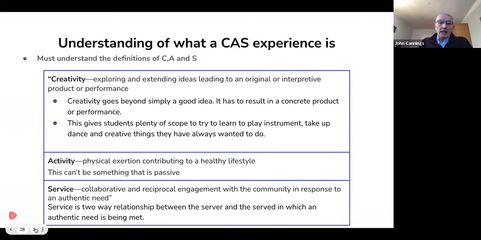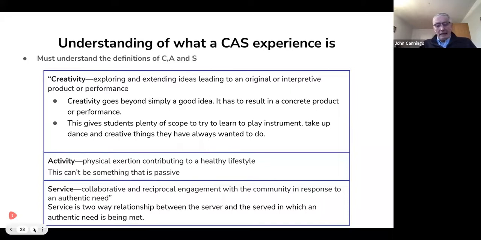One of the other things which I think is really important is that students must not only understand the definitions of creativity, activity, and service, but they must also understand the implications of them. So, for example, creativity goes beyond a simple idea. It has to result in a concrete product or performance. And this really gives students plenty of scope to try to learn a new instrument, take up dance, or any of the other creative things they've always wanted to do. And activity really forces students to be active and not just passive. And it's not something generally that can be done just in front of a computer or a laptop.